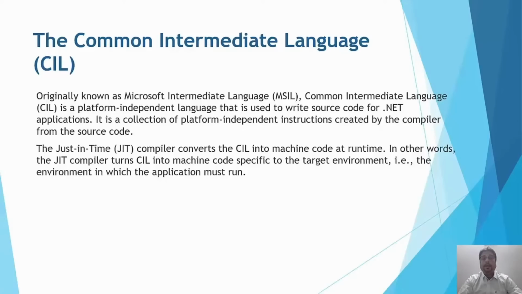And of course, the just-in-time compiler converts these CIL instructions into machine code at runtime. In other words, the JIT compiler turns your CIL code into machine-specific code for the target environment. That is the environment in which your application must run.